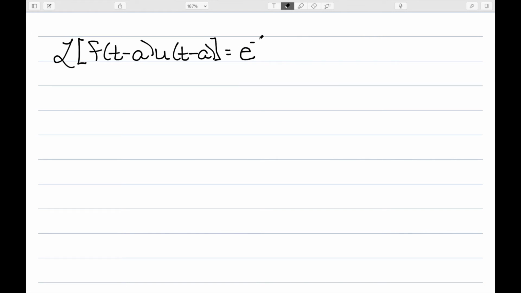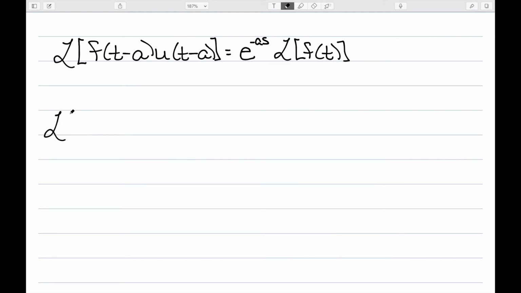Now that we have the transforms of the window function and the step function, what I really want to be looking at is the transform of f of t minus a times u of t minus a. So I have shifted my step function as well as shifted my function. This is going to be the same as e to the minus as times the transform of the original f of t.